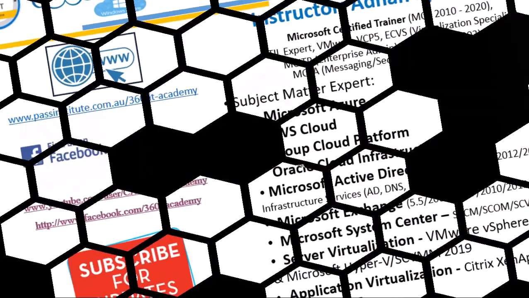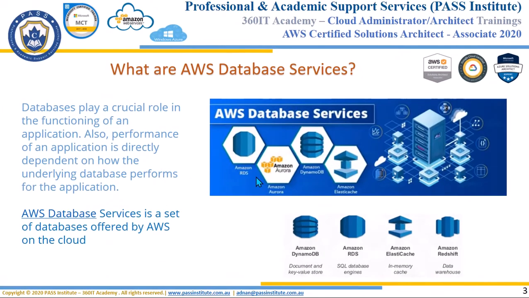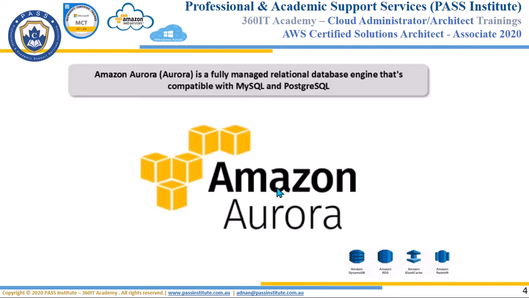In this video, we are going to talk about Amazon Aurora DB. In the previous video, we went through a quick introduction of AWS database services. There are 4 different types of database services available, and one of them is Amazon Aurora DB. What is Amazon RDS and DynamoDB? You can refer to the previous video. So in this video we're going to talk about Amazon Aurora DB.